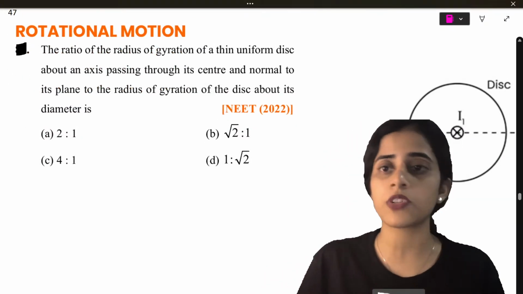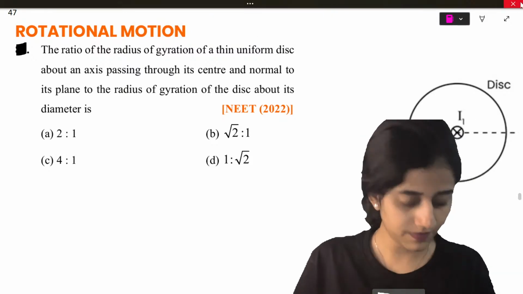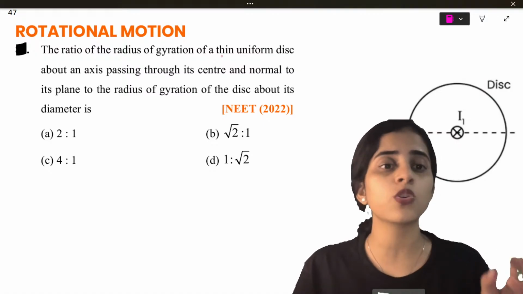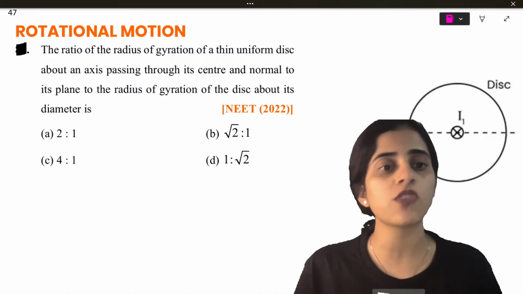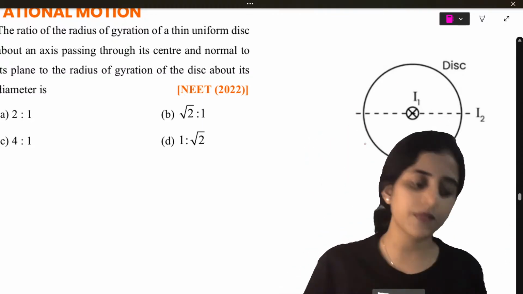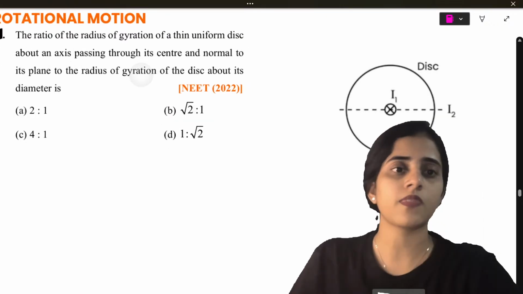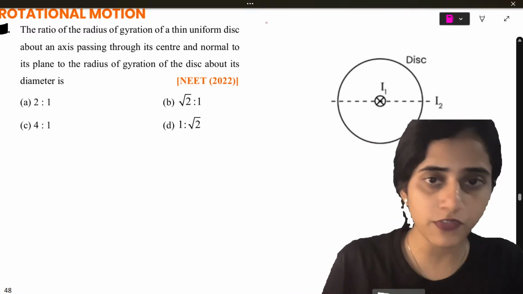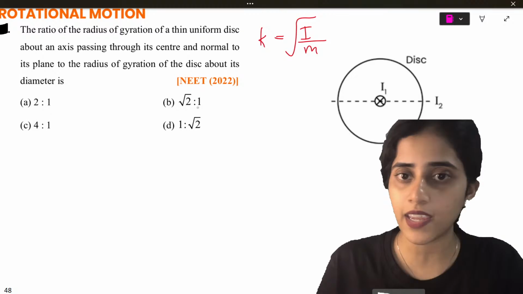Next question is also from rotational motion. The ratio of the radius of gyration of a thin uniform disk about an axis passing through its center and normal to its plane, to the radius of gyration of the disk about its diameter is? There's a disk with the axis passing through the center. First thing, what is the formula? The formula for radius of gyration is k equal to root of I by m. I hope all of you know the formula.